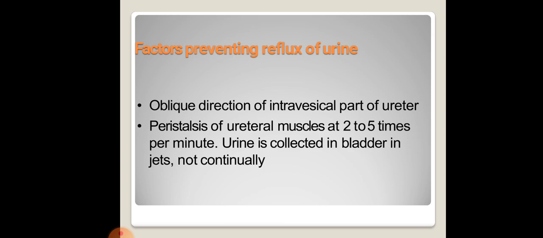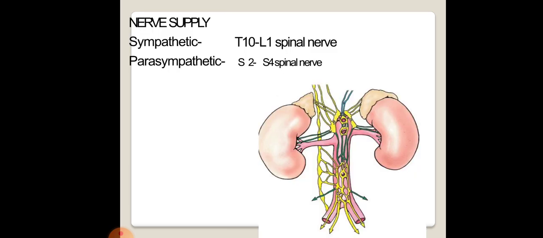Next is the peristaltic movement of the ureteric muscles. These muscles, at 2 to 5 times per minute, show peristaltic movement, and the urine is collected in the bladder in jets, not continuously. So these two factors prevent the reflux or backflow of the urine again into the ureter.